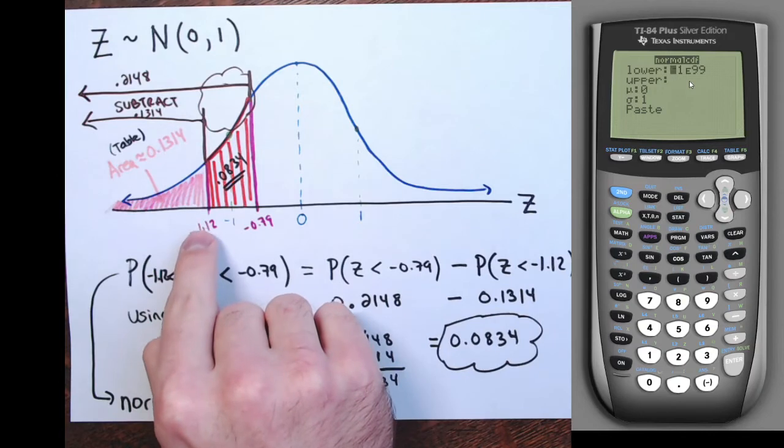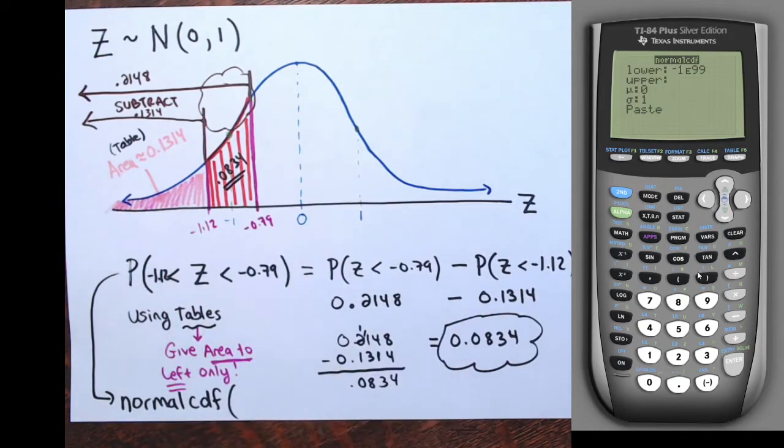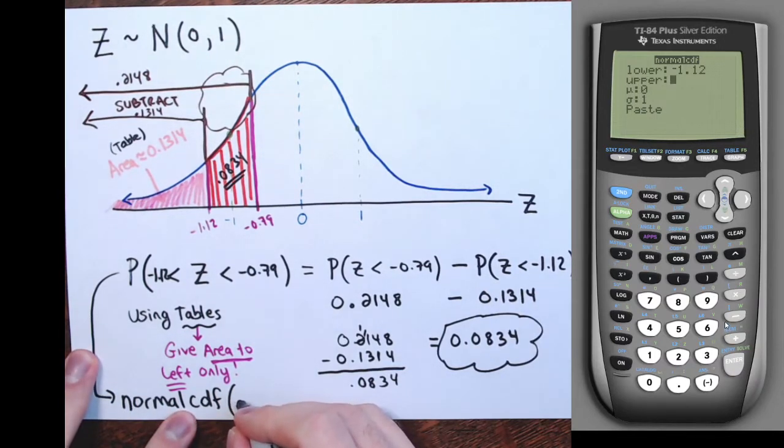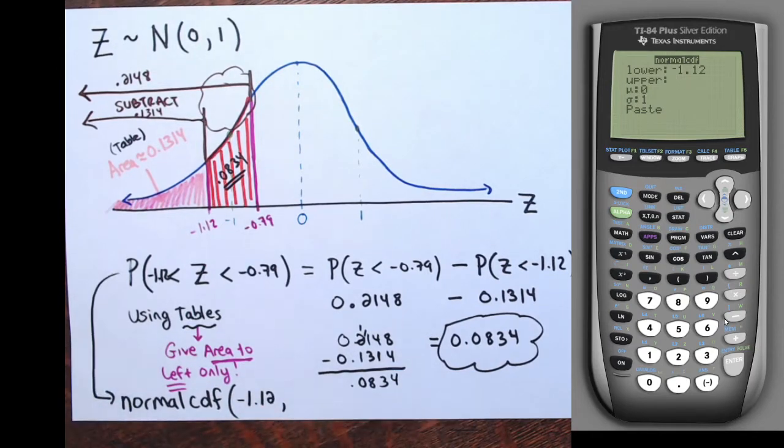The lower value is negative 1.12. So I'm going to enter that, negative 1.12. And that'll be the first value that shows up on the screen. You'll see negative 1.12 and then a comma. So if you're entering on an older calculator, you'll see normal CDF pop up, you enter the lower value of the region first, comma, then the upper value.